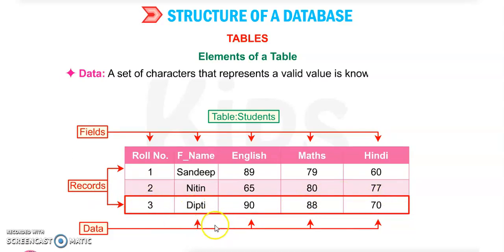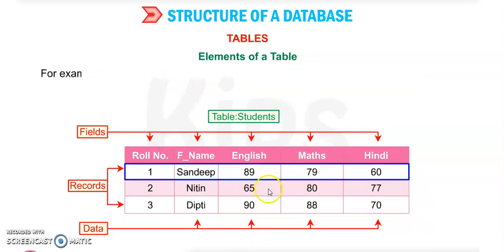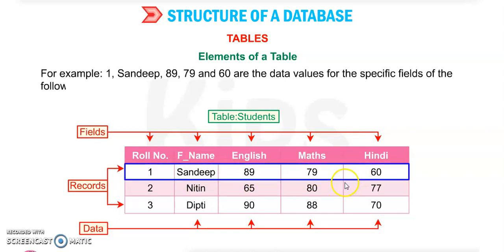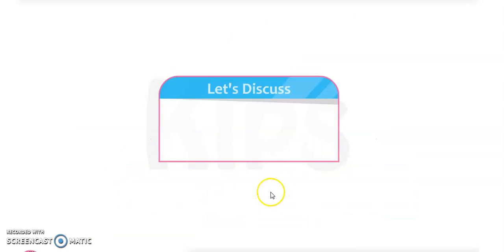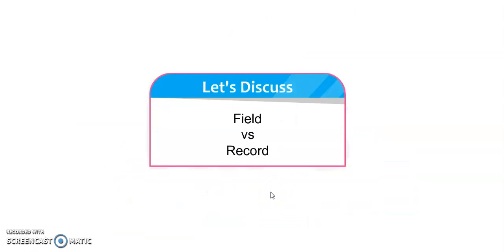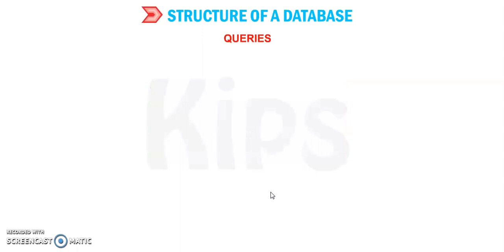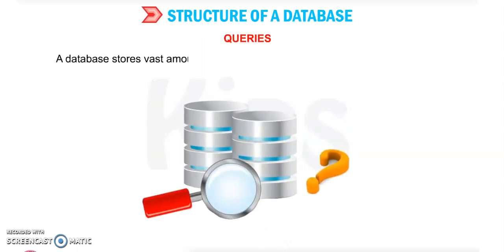And what is data? Data is whatever information we have written in the columns and rows. A set of characters that represents a valid value is known as data. For example, number 1, Sandeep, 89, 79, and 60 are the data values of the specific fields of the following table students. Now let us discuss fields versus records. Okay, now I think you can understand what are fields and what are records. Fields are represented in columns and records are represented in rows.